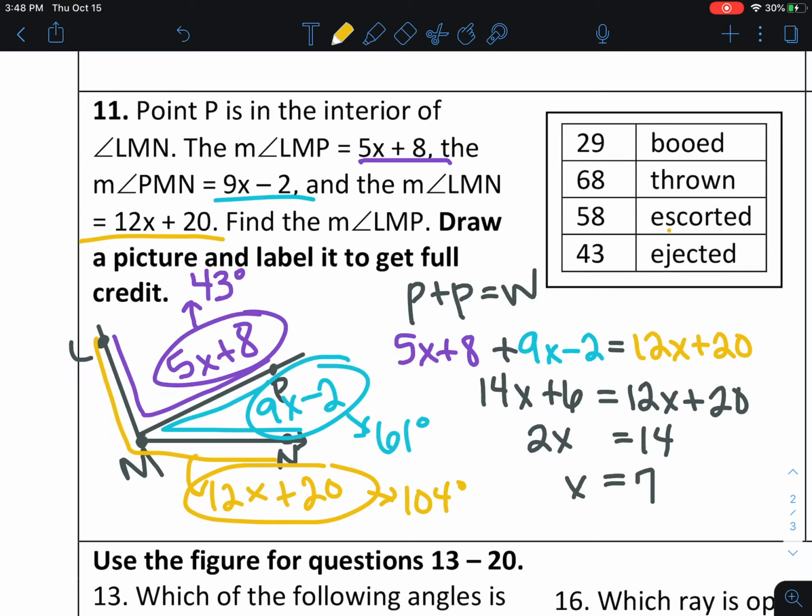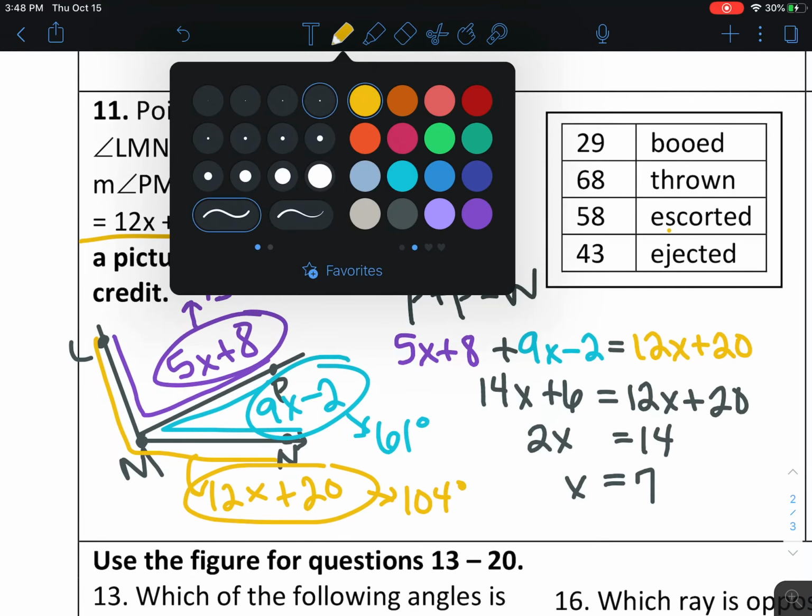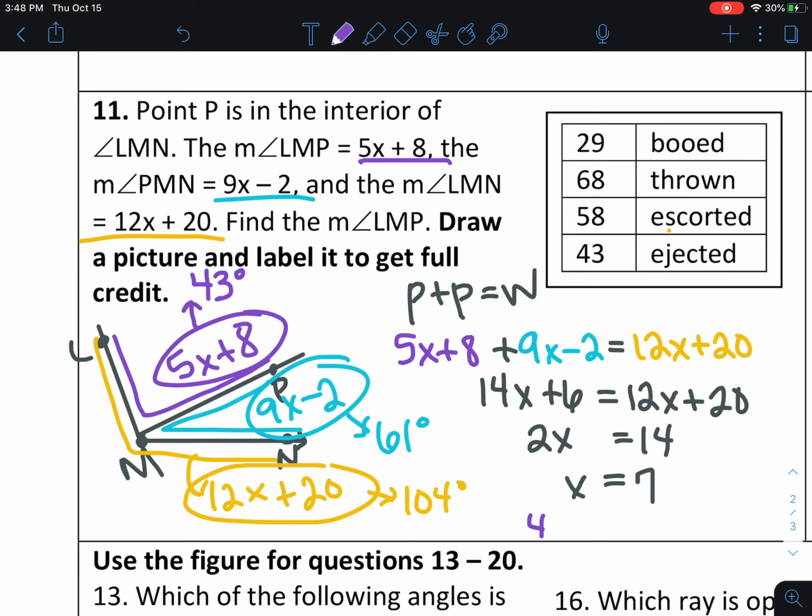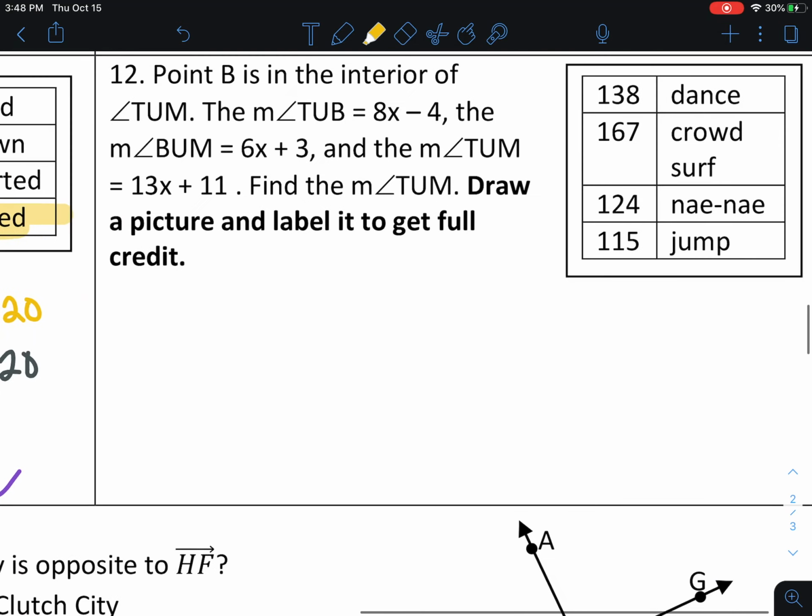Let me check that real quick on my calculator. So 12 times 7 plus 20, yep. All right, so when we add 43 and 61, does that equal 104? And yes, it does. So again, 43 plus 61 does equal 104, so we're good. It asked us to find the measure of LMP. So LMP is this angle, which is 43 degrees. So there you go.